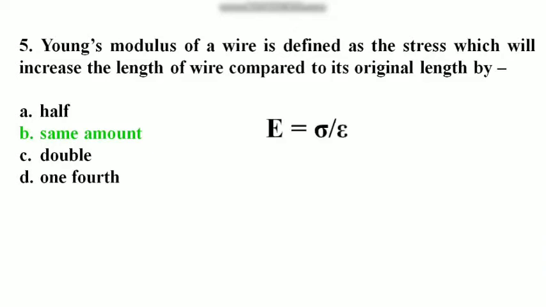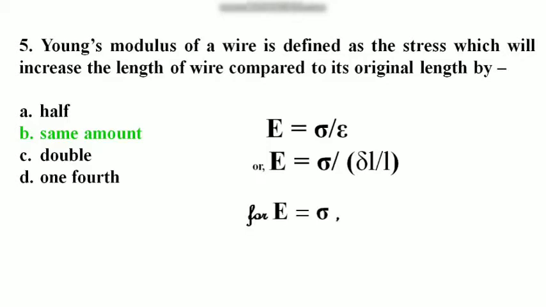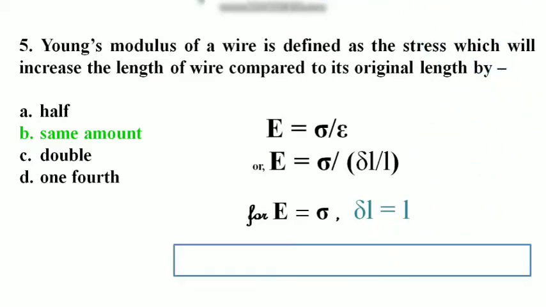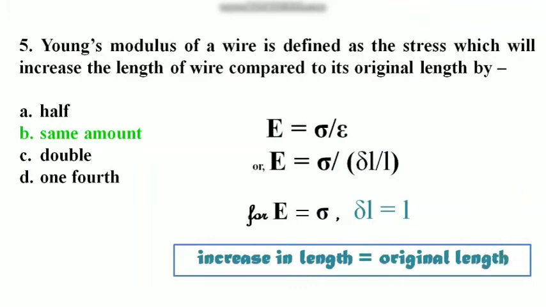So we know that Young's modulus equals stress by strain. Now we can replace strain by ΔL by L, that is change in length by original length. In this case, for E equals σ, that is for Young's modulus equals stress, the value of ΔL should be equal to L. So the increase in length must be equal to the original length. So option B, that is same amount, is the right answer.